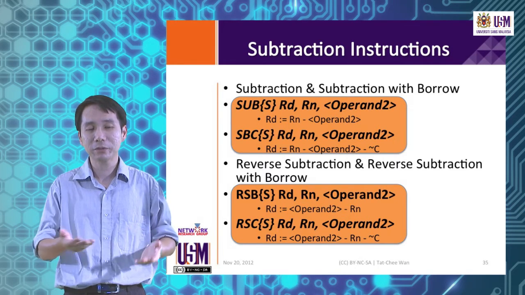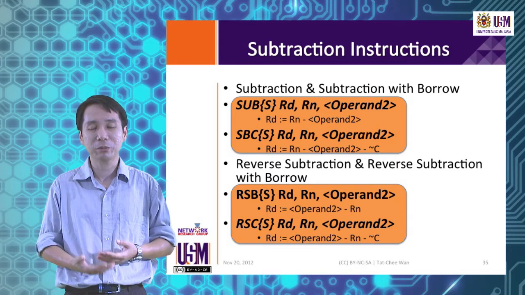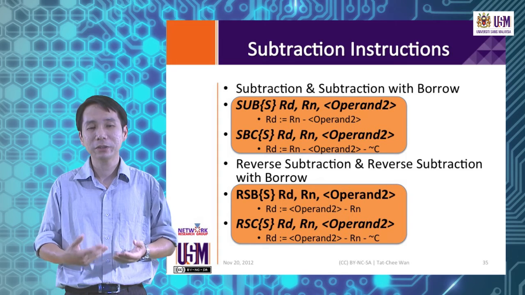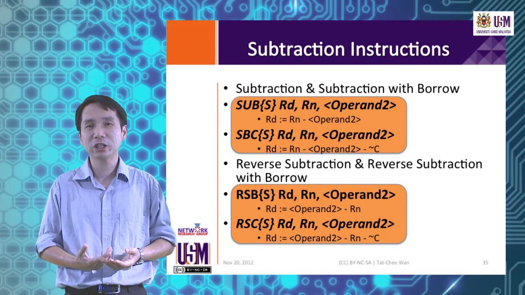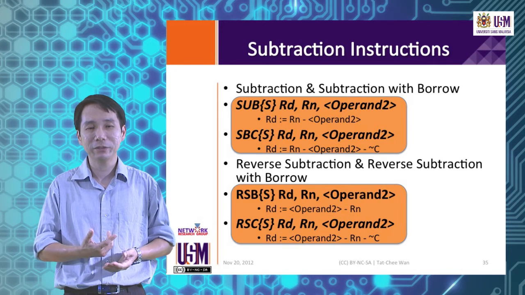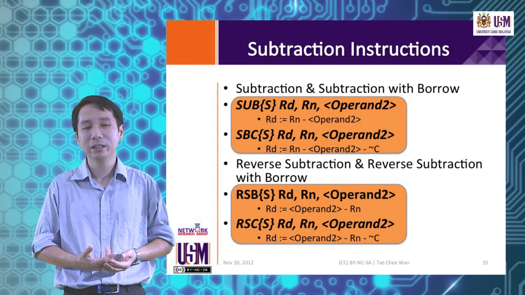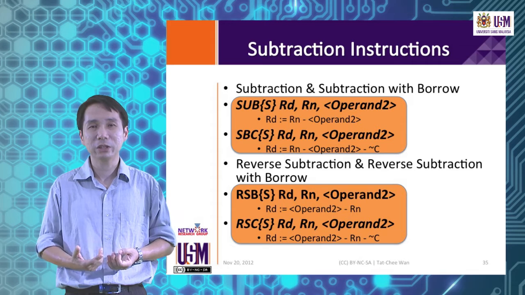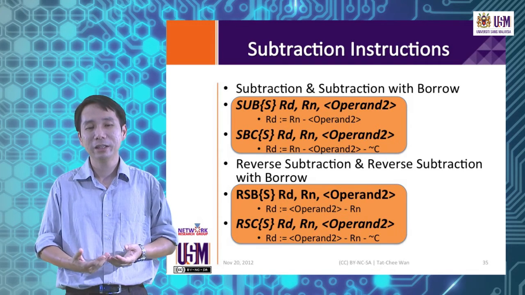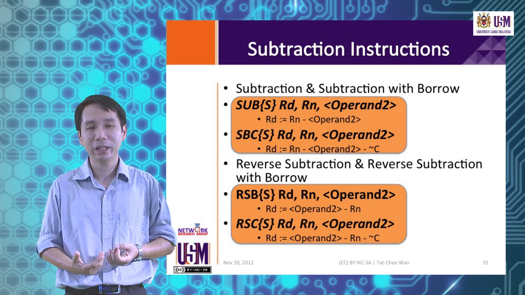Now there is a different version of subtraction called reverse subtraction and reverse subtraction with borrow. The difference is that it swaps the position of operand 2 and R sub n. So in the case of reverse subtraction, or RSB, the result is given by operand 2 minus R sub n. And reverse subtract with carry is operand 2 minus R sub n minus the inverse of the carry flag.